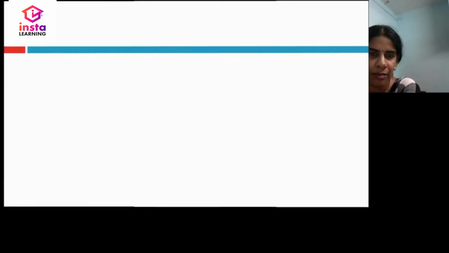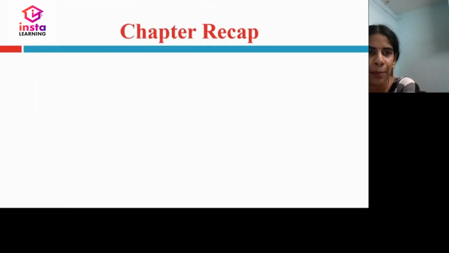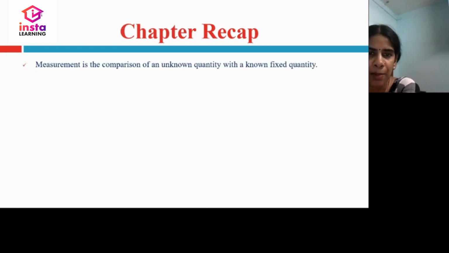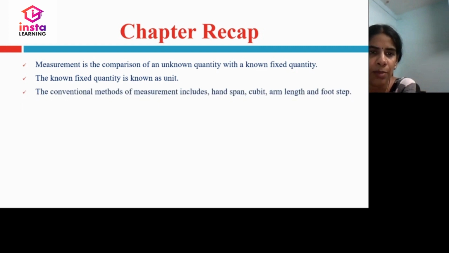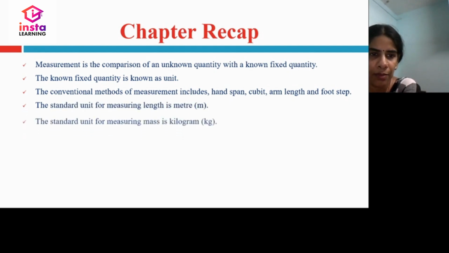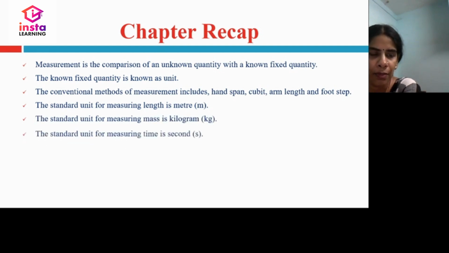Let us have a chapter recap. Measurement is nothing but the comparison of an unknown quantity with a known fixed quantity. The known fixed quantity is known as unit. The conventional methods of measurement include handspan, cubit, arm length, and footstep. The standard unit for measuring length is meter. The standard unit for measuring mass is kilogram. The standard unit for measuring time is second.